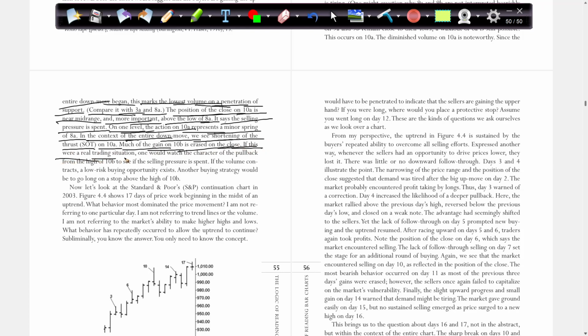If this were a real trading situation, one would watch the character of the pullback from the high of 10B to see if the selling pressure is spent. If the volume contracts, a low risk buying opportunity exists. Another buying strategy would be to go long on a stop above the high of 10B.